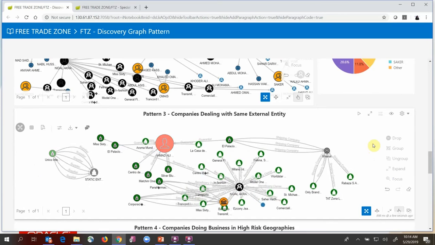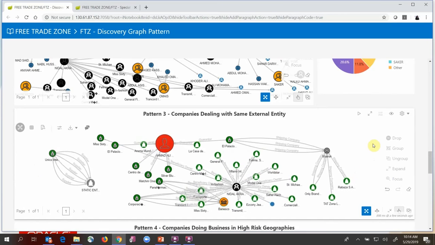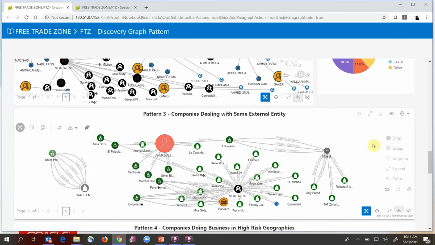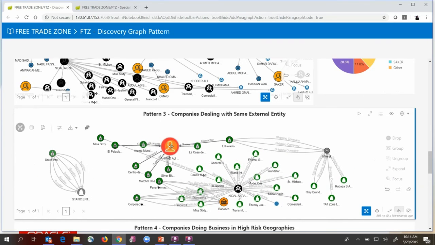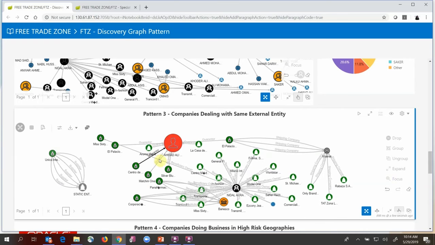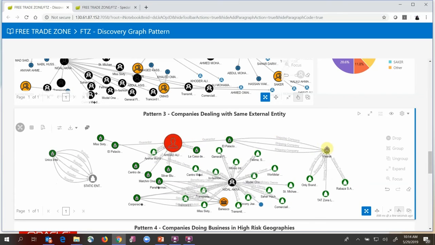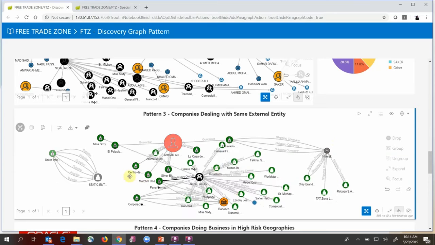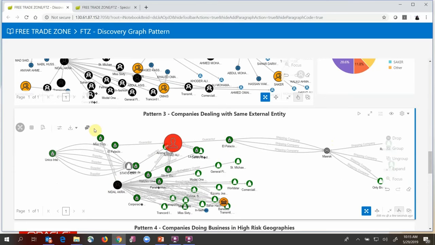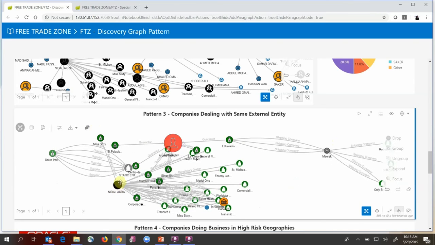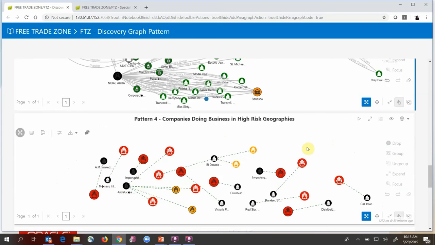Another pattern which we built here is the companies which are dealing with the same external entity. If you can see this individual, Ahmed Ali, works as a guarantor for many of the companies we are dealing with, and how they are related to other entities here. We can also see one of these companies is part of a sanction list, and these individuals own various other companies within our network.